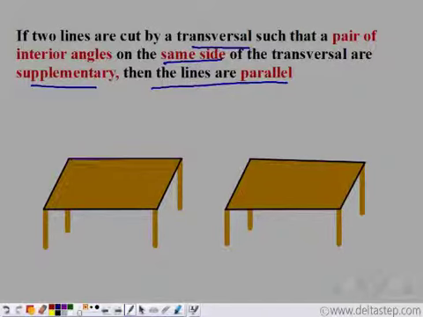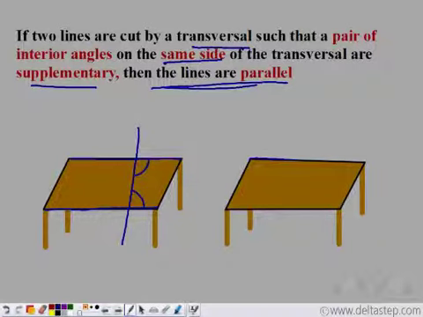So let us consider these two lines, this line and this line. So we have two lines cut by a transversal. We intersect them by a transversal and draw a pair of interior angles on the same side. We need to check whether they are supplementary or not. If they are supplementary, then we can say that the lines are parallel. If they are not supplementary, then the lines will not be parallel.